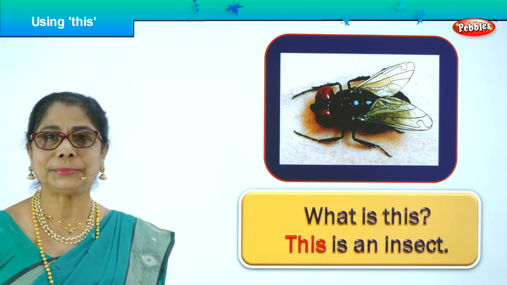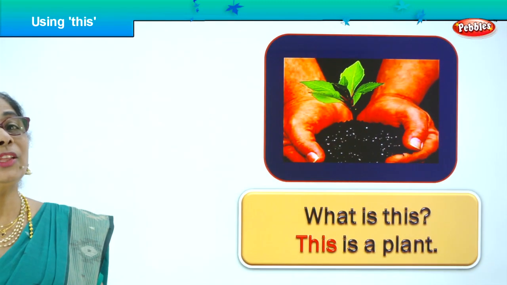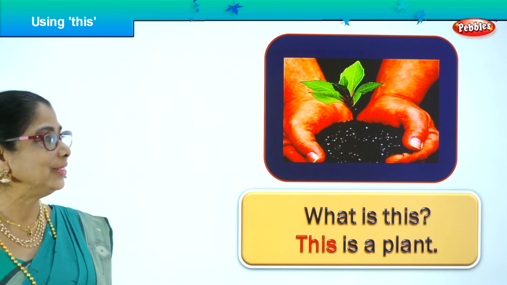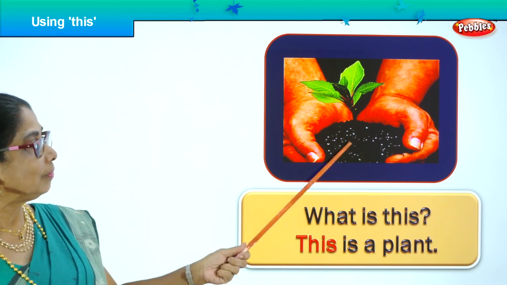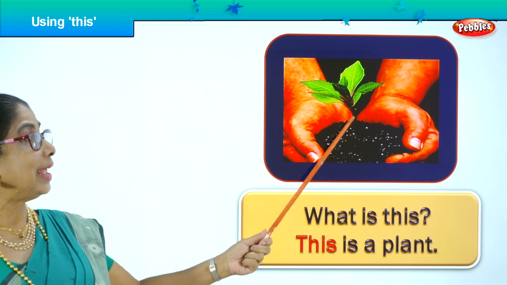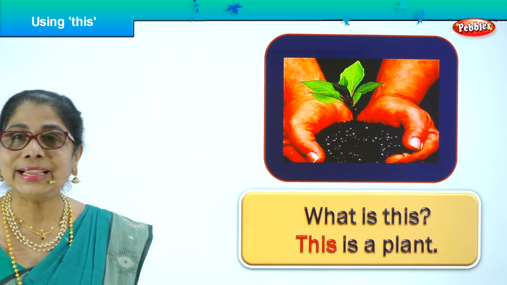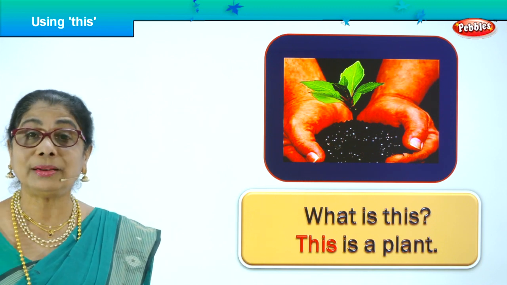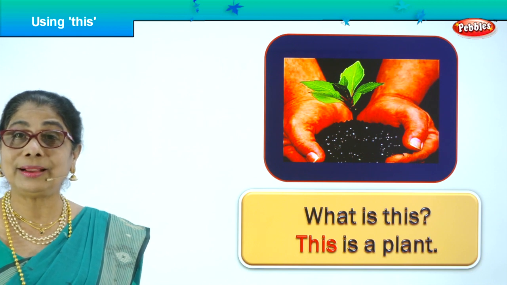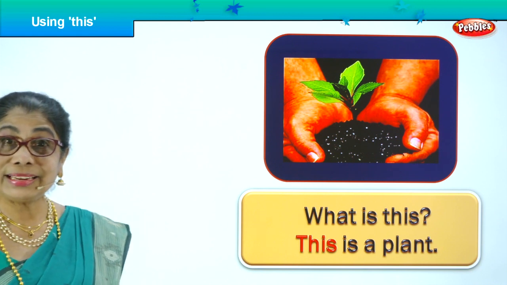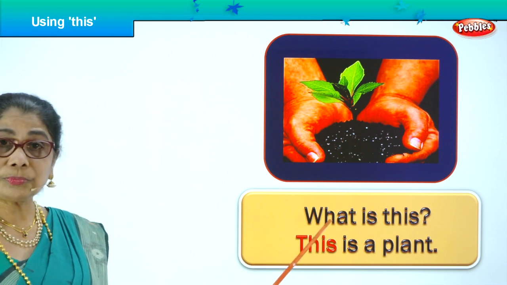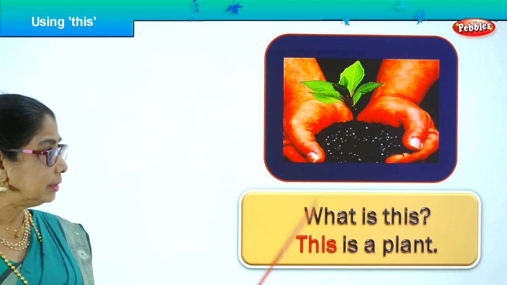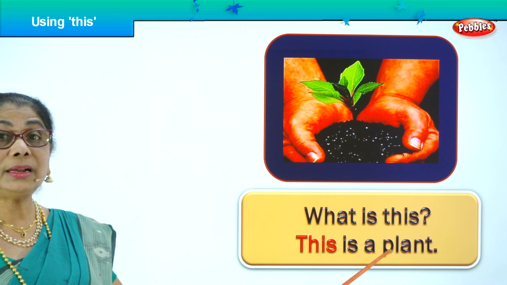Let's look at a new picture. Remember, you are learning to read the question, answer the question, read the answer correctly. Good. Look at this. The two little hands holding some sand with what inside? A tiny plant. This little girl or boy is trying to plant a tiny plant in the garden. Do you do that? Let's read the question. What is this? Answer. This is a plant.